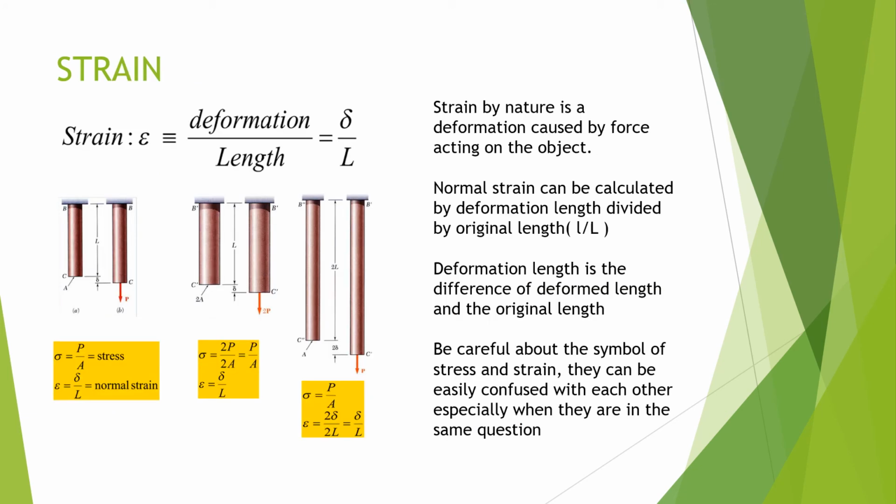Finally, we've come to the last part of our session today. Strain. Strain by nature is a deformation caused by force acting on the object. Normal strain can be calculated by the formula: deformation length divided by the original length of the object. Deformation length is the difference between the deformed length and the original length of the object. Deformation can be presented in two forms: compression, where the deformed length is shorter, and elongation, where the deformed length is longer than the original length, which is the scenario in the graph here.